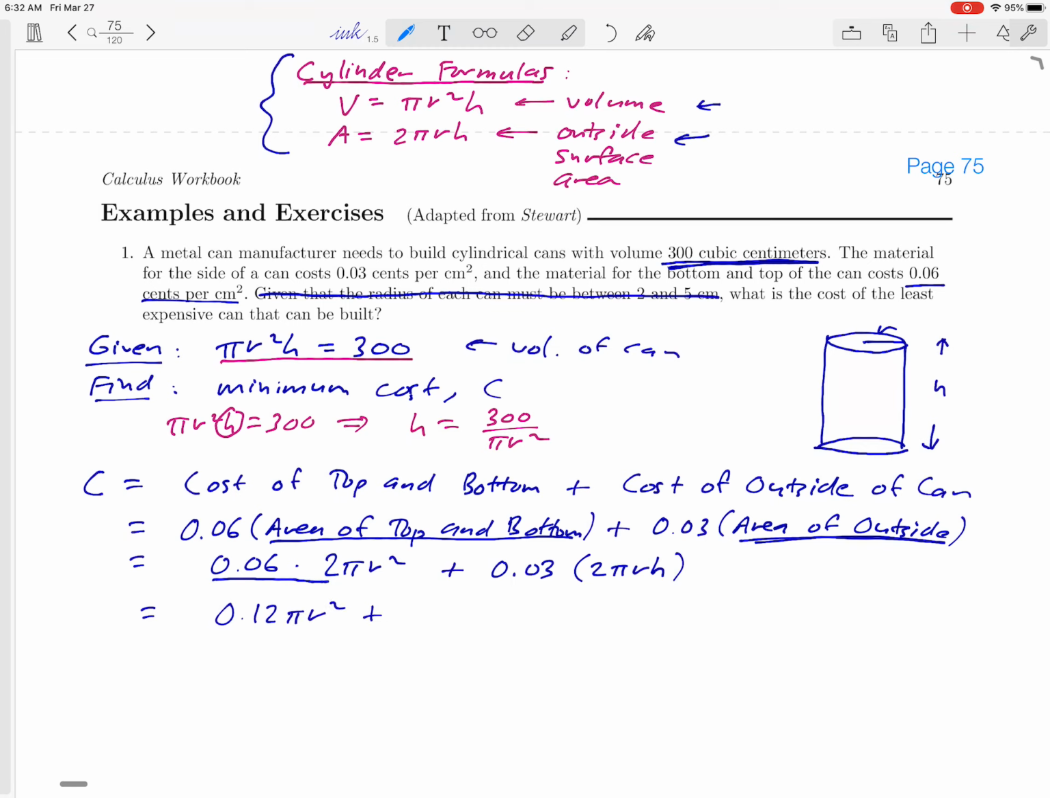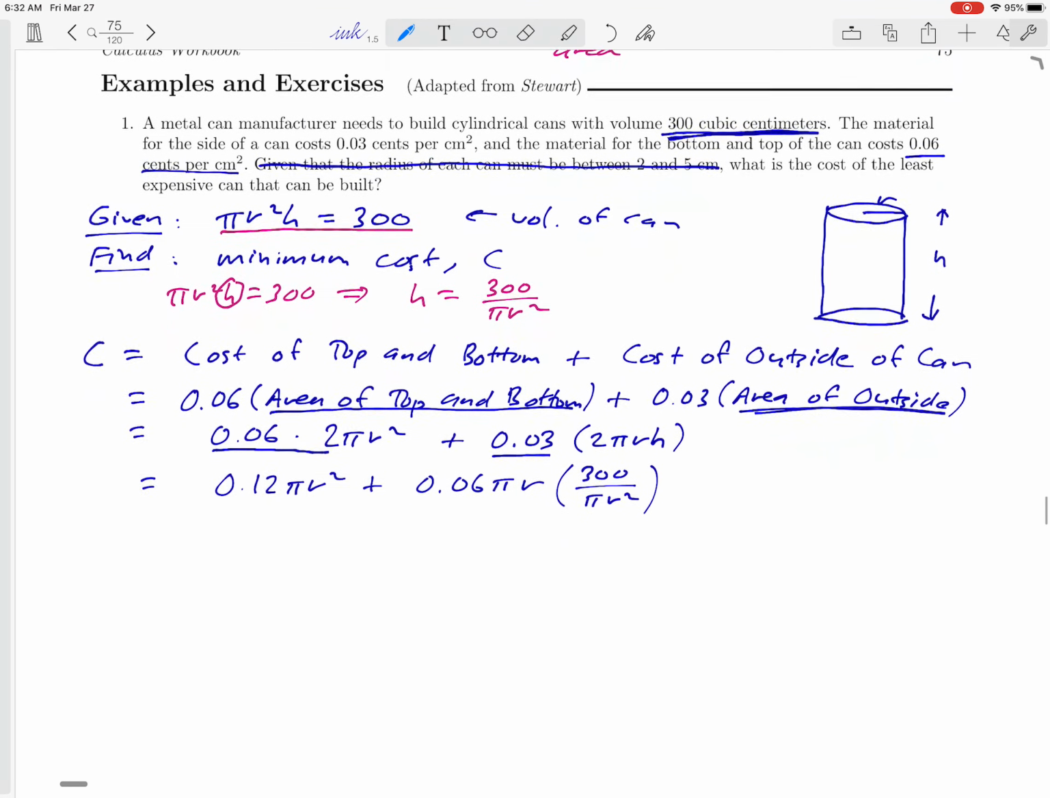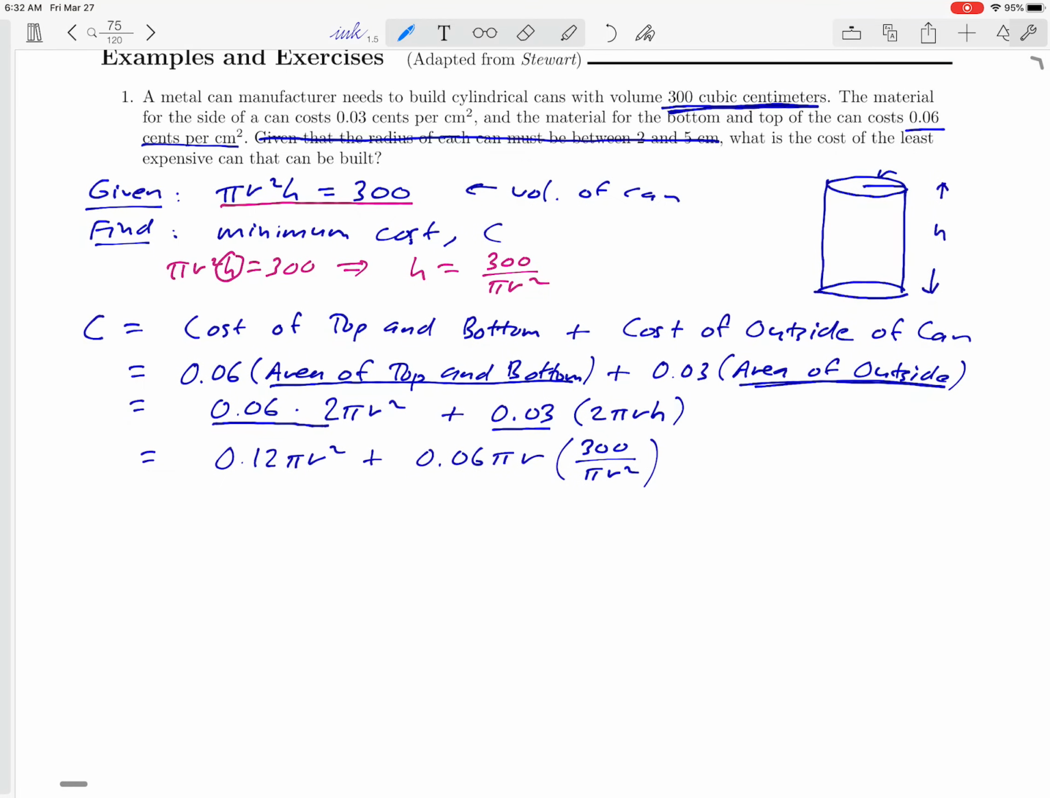We can maybe do a little algebra at the same time. So 0.06 times 2, that's 0.12. And let's see, 0.03 times 2, that's 0.06. And h, we just calculated above to be 300 over pi r squared. I'm going to scroll us up a little bit because I think we don't need those cheat sheet formulas anymore at the top. And we've managed to take our cost function and reduce it down to a function of one variable.